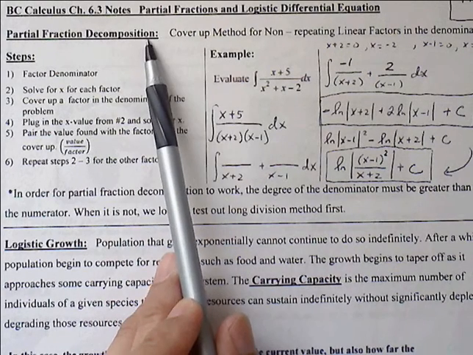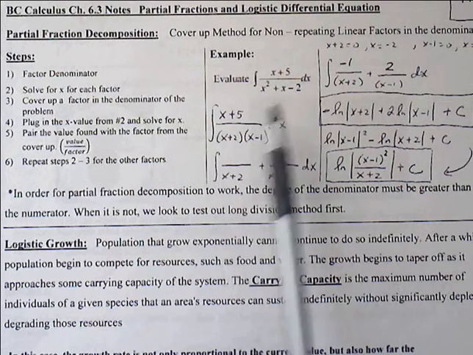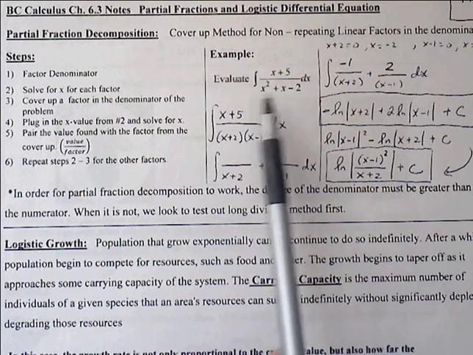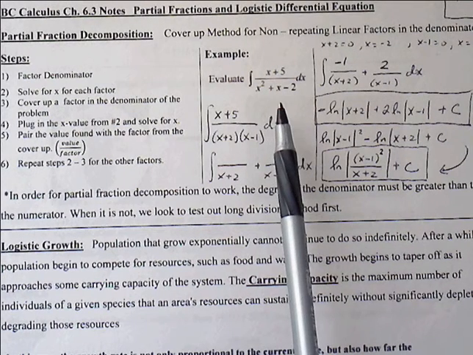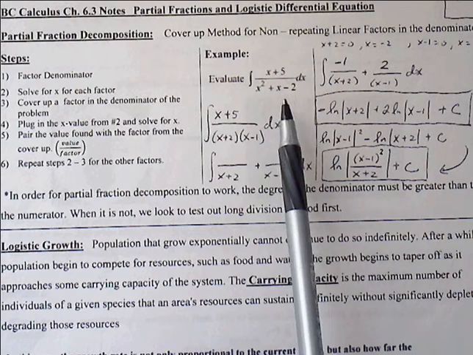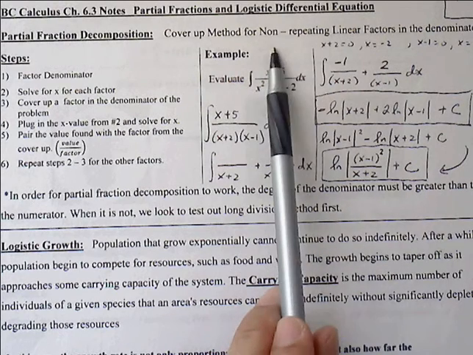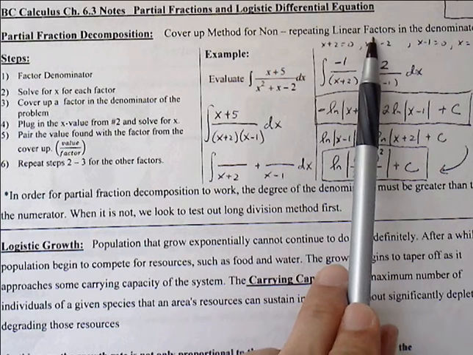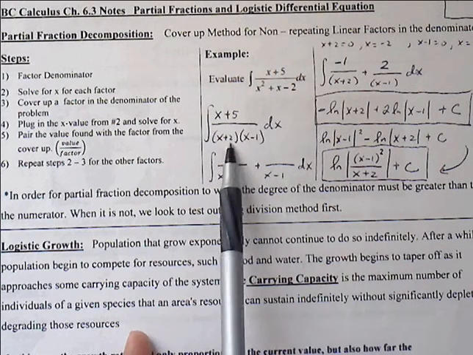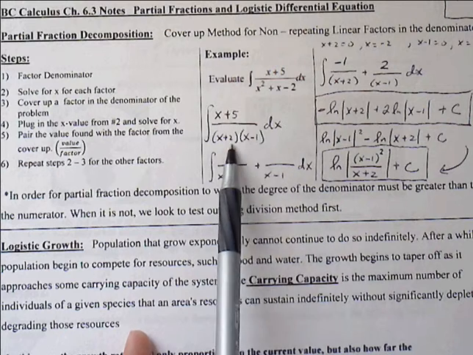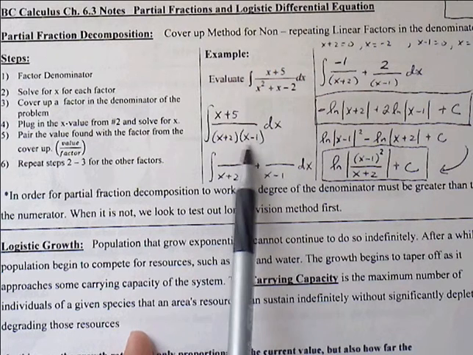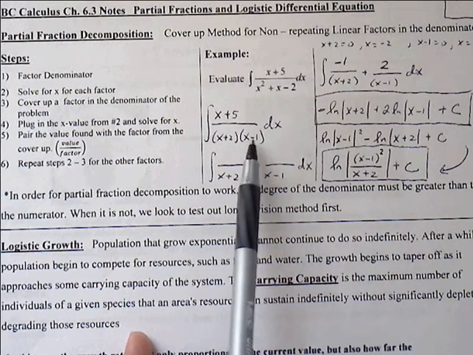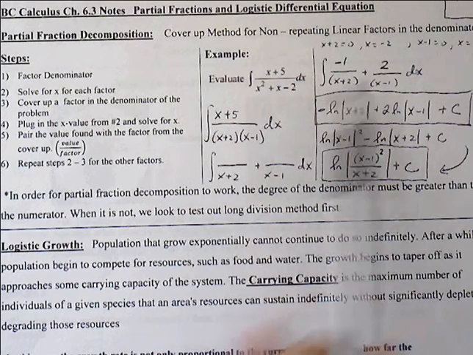this is a method that allows us to take a fraction and to split it up into smaller parts that will be easier to evaluate and to find the integral for. So this method is the cover-up method for non-repeating linear factors. So non-repeating means something like this: x plus 2 and x minus 1 rather than x plus 2 squared times x minus 1. So these are both linear, made up of separate linear factors in each parentheses.